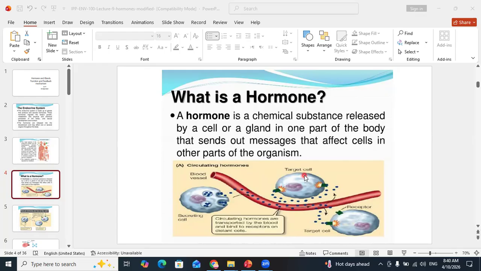Can you see very clearly on the surface of the target cell there is some green color structure shown? These structures, what do we call these structures? Receptor. We call these receptors.